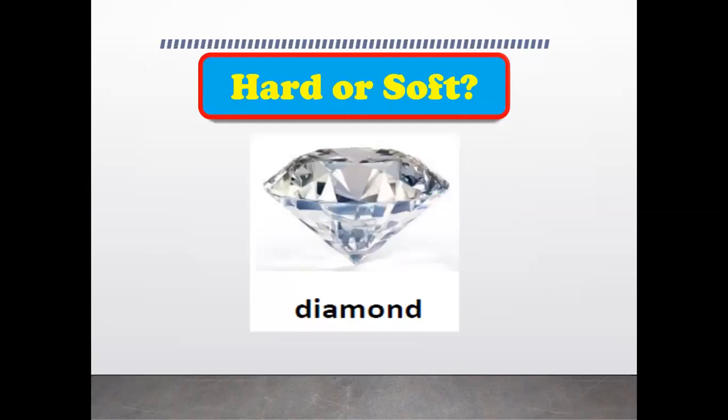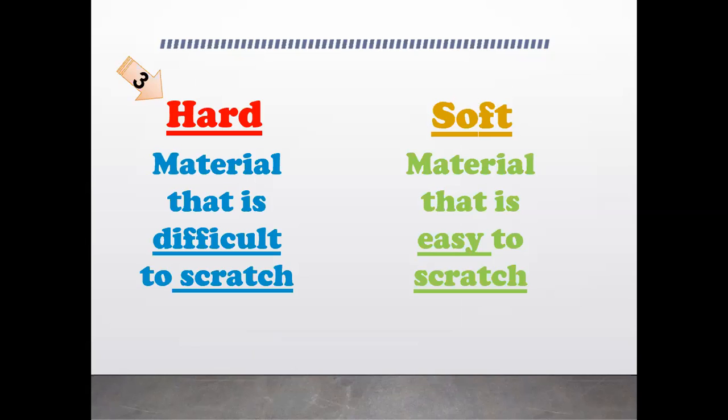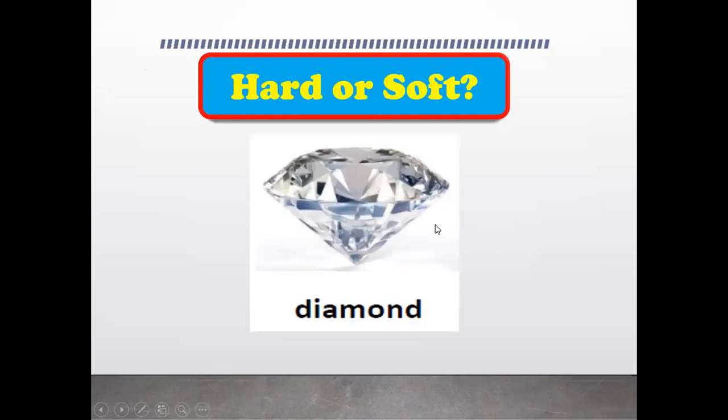Now comes our example. Hard or soft? Diamond. Is it difficult or easy to scratch? It will be difficult. So it will be hard. If you want to make it easier for you, hard has D, so it will be difficult to scratch. Soft has S, so it will be easy to scratch. Again, hard has D, it's difficult. Soft has S, so it's easy to scratch. Okay, diamond is difficult to scratch, so it will be hard.